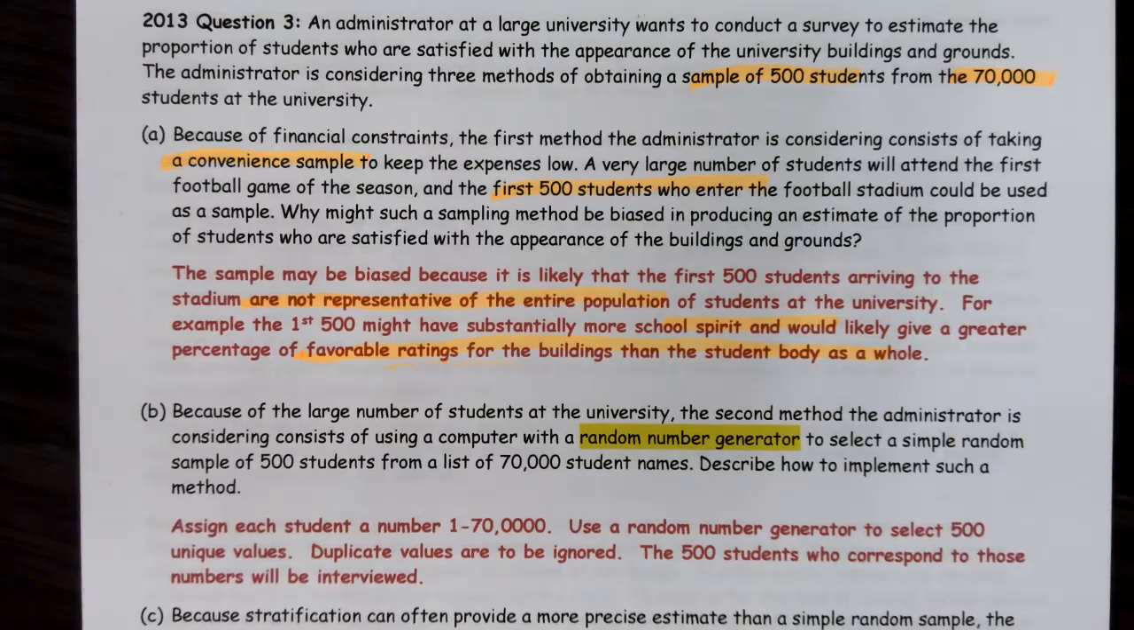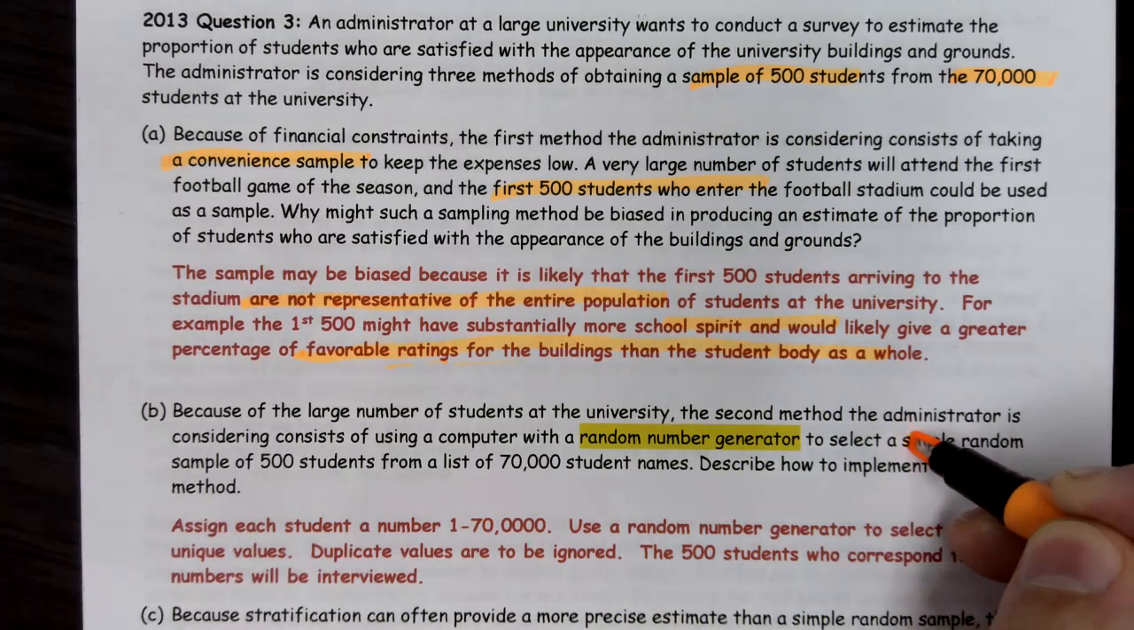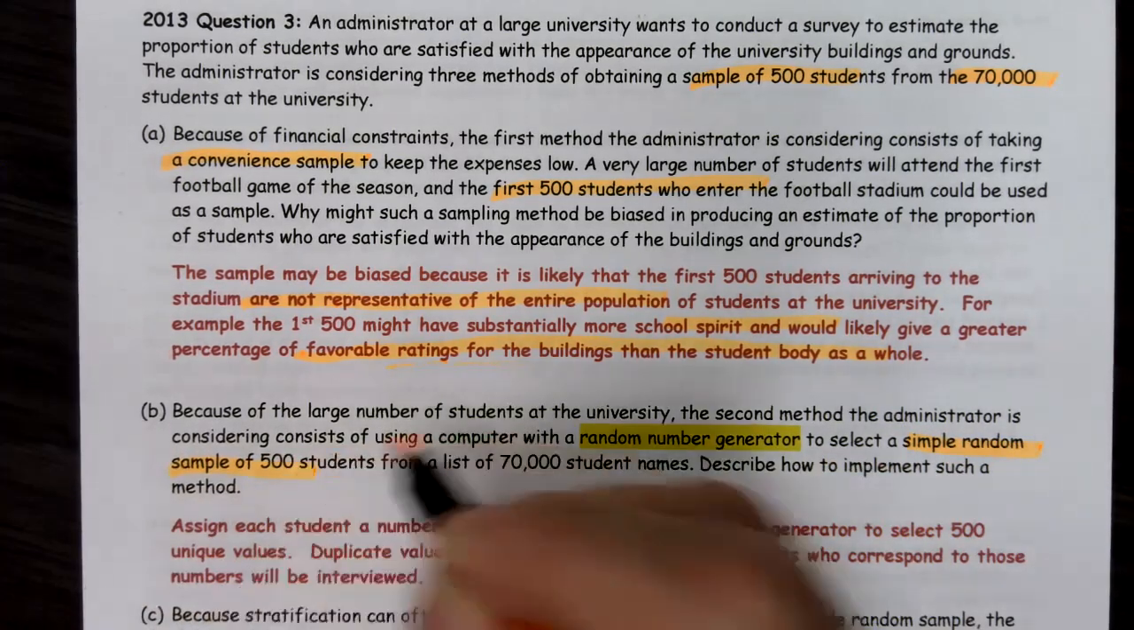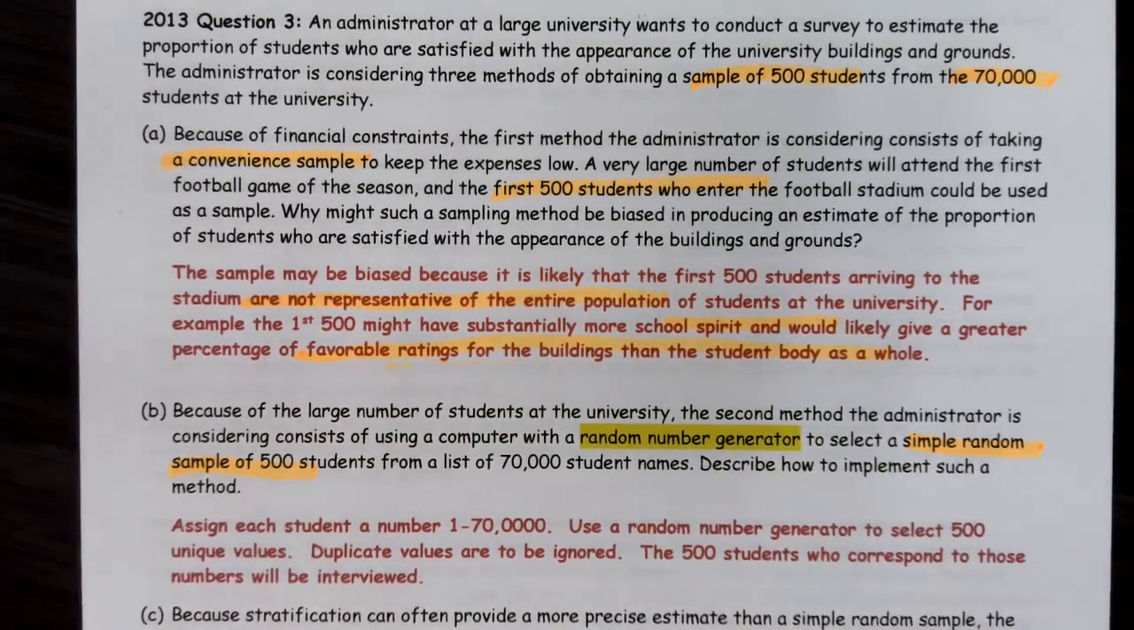Because of the large number of students at the university, the second method the administrator is considering consists of using a computer with a random number generator. This tells me I can't put everyone's name in the hat. Even though it says simple random sample, we can't put names in a hat. We have to use the random number generator. All right. And they're going to use a list of 70,000 names. So we have the list. Describe how to implement it.